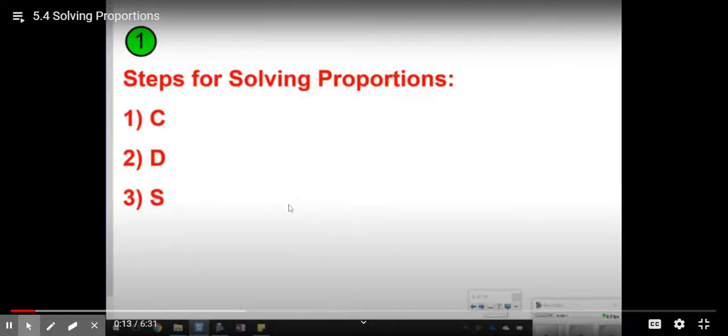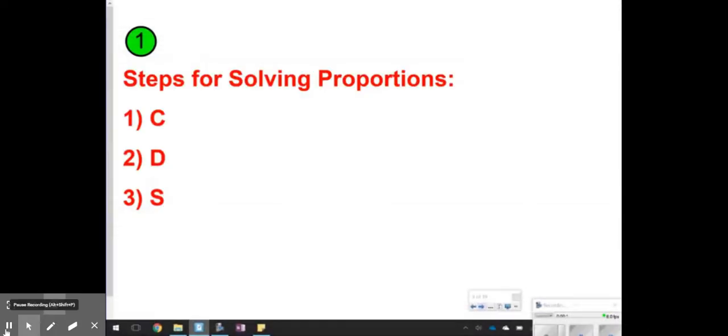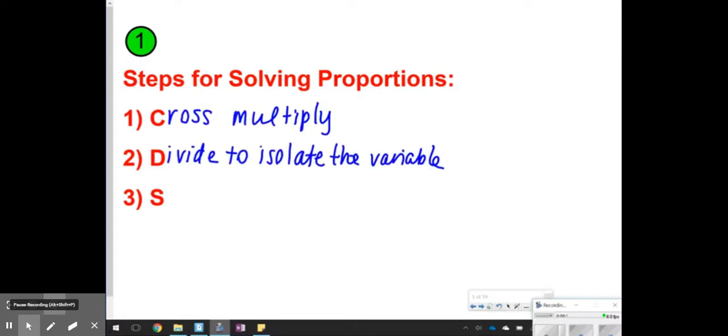Today, let's go ahead and get started. The first thing we're going to write down are the steps for solving proportions. The first thing you're going to do is cross multiply. The second thing you're going to do is divide to isolate the variable. The last step will just be to solve, so just make sure that your variable is isolated and you have solved for x or whatever the letter is.